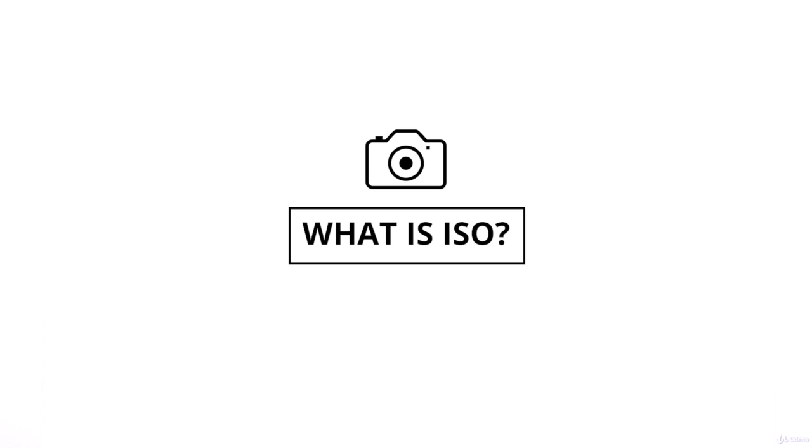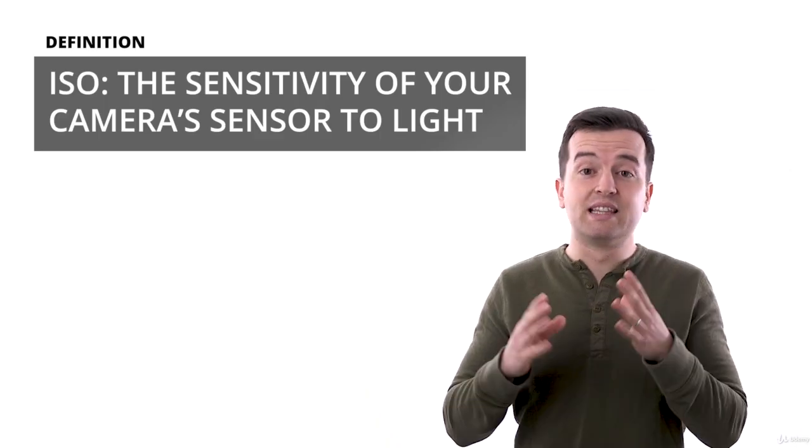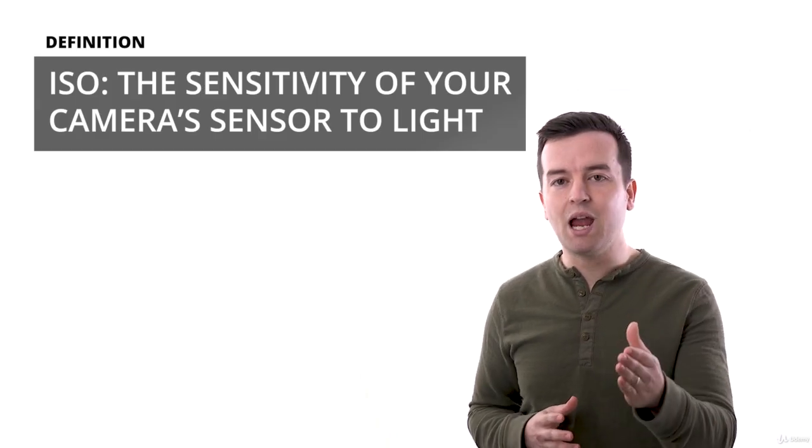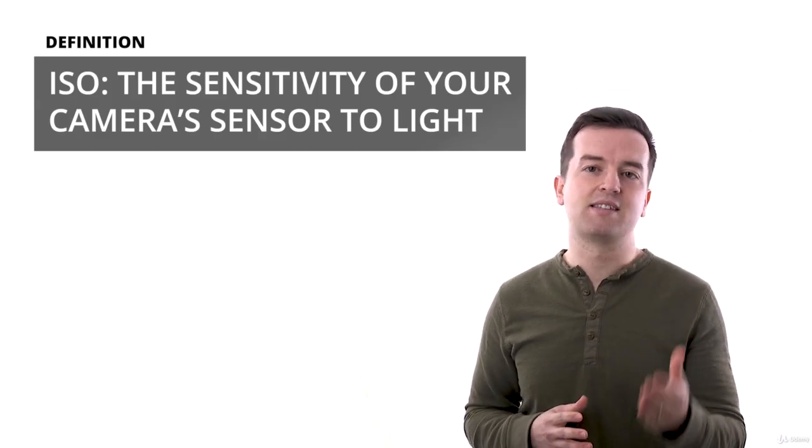In this lesson, you'll learn what ISO is and how it affects exposure. ISO, spelled out I-S-O, can be pronounced "eye-so" or "ee-so," and depending on where you are in the world, you might hear both, and both can be used. ISO is the level of sensitivity of your camera to the light that hits the sensor.